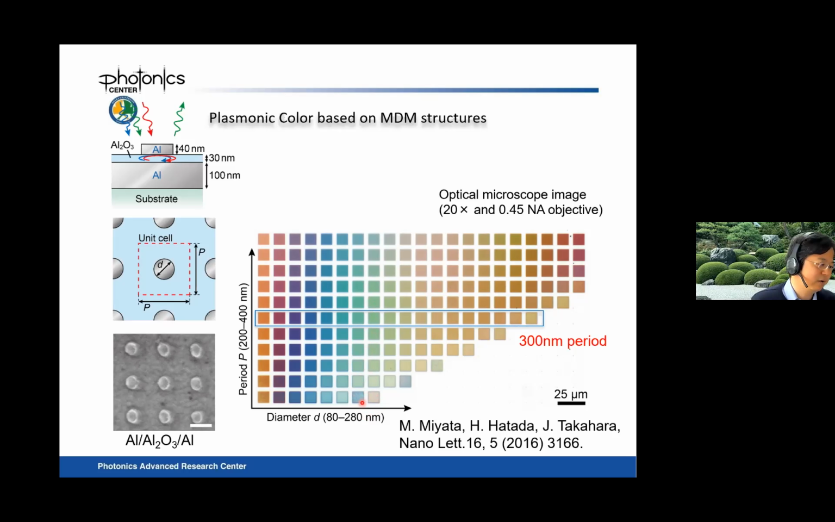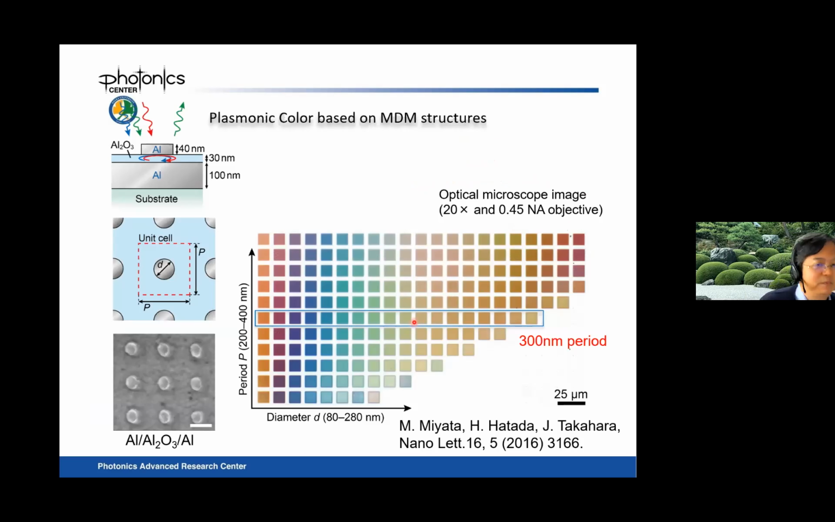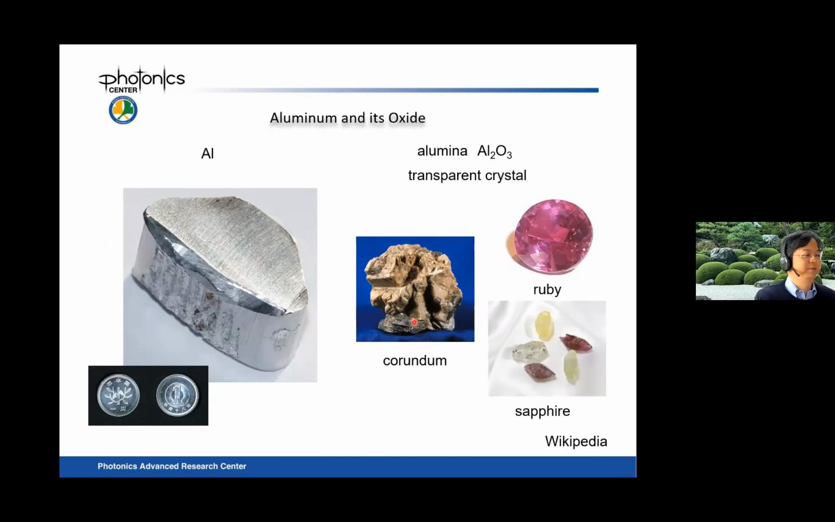But in metamaterial, this is not dependent on period. It depends only on the diameter of the meta atoms. So it means each meta atom acts independently. That's the difference between the metasurface and the photonic crystals. As you know, aluminum has a silver color, and alumina is a transparent crystal. And if you have impurities in the alumina, you get very beautiful colors. But pure alumina is transparent. But we can achieve such beautiful colors by using the metasurface perfect absorber.